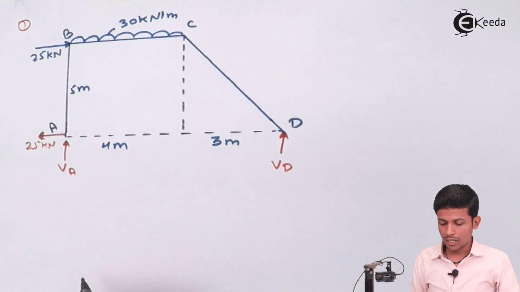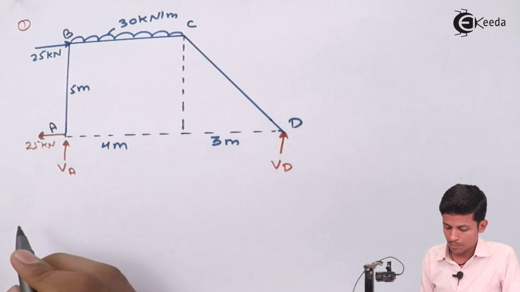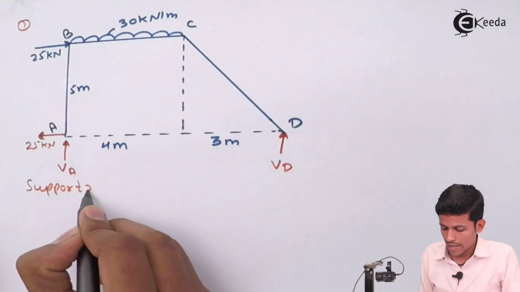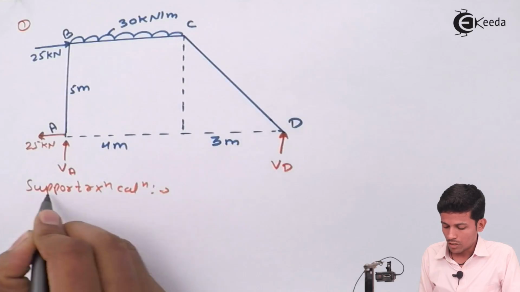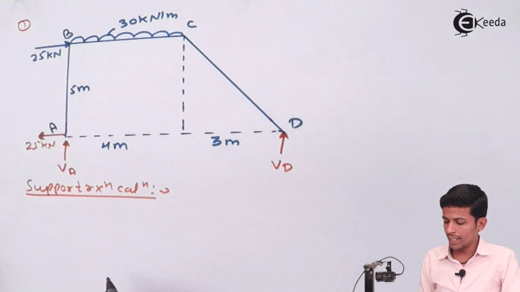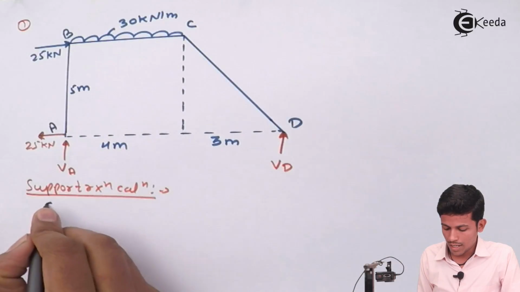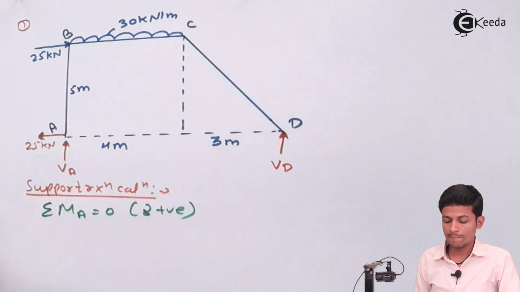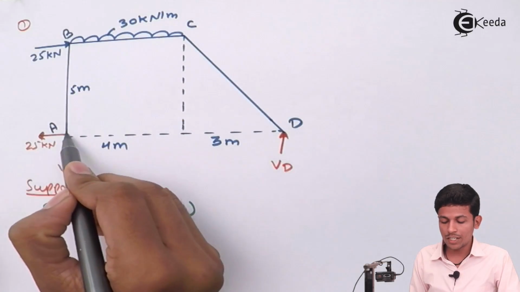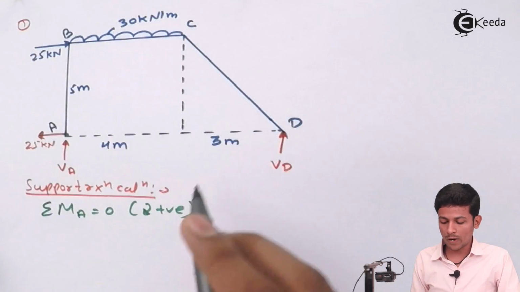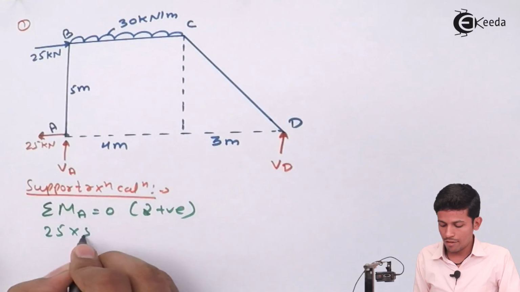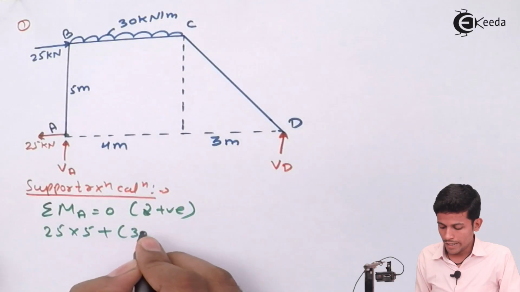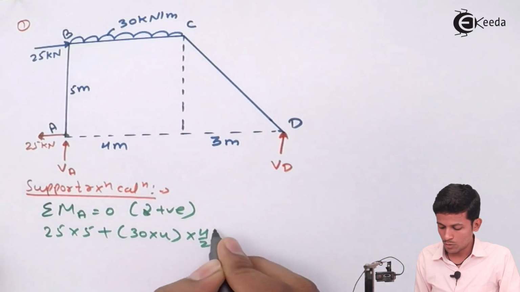Okay. Now after that, the first step will be the support reaction calculation. For the support reaction calculation, as you all know, we are taking moment at A equal to 0, clockwise positive. Okay. Now what will come in the picture? See, we are taking moment over here. This 25 is going in the clockwise direction, so 25 into 5. The UDL is also going in the clockwise direction, so plus 30 into 4 into 4 by 2.